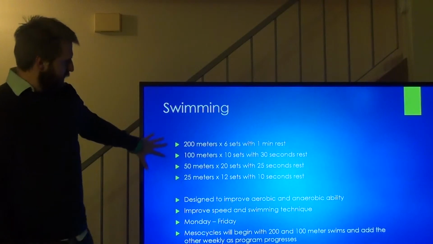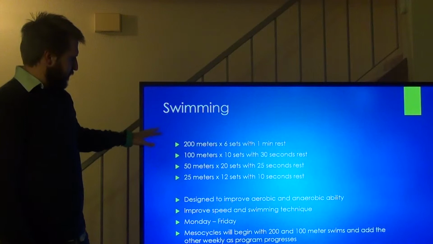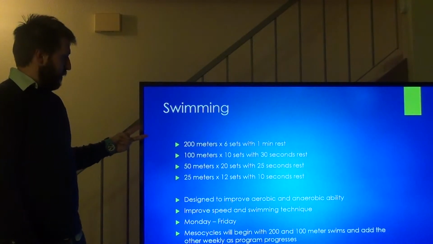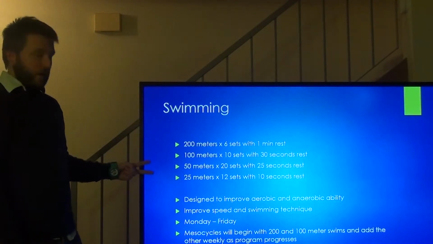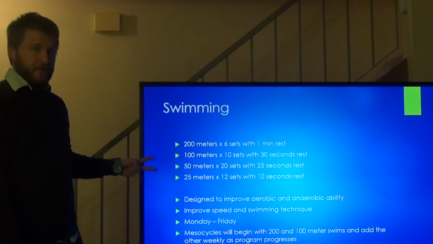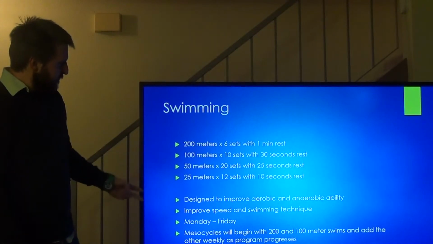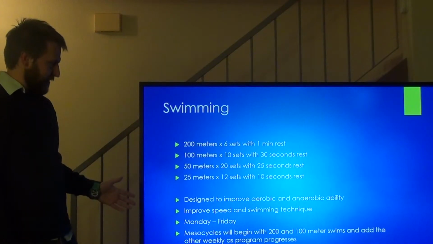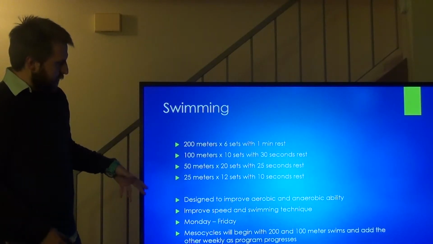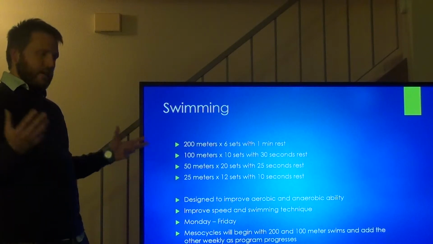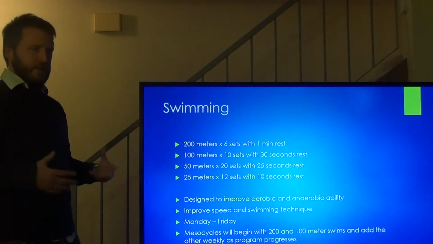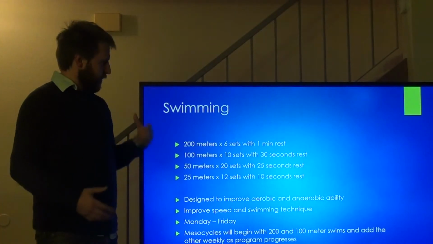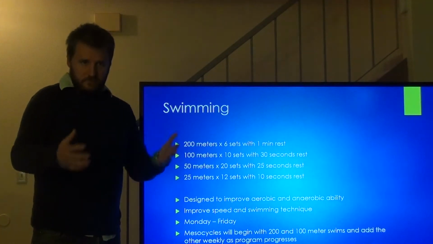The swimming portion, you have your 4 major swims: 200 meters, 100 meters, 50, and 25. The first 2 are to improve their aerobic capability. The second 2 will focus more on their anaerobic capability, as they're shorter swims at higher intensities. It should improve their speed and their swimming technique. It will be done Monday through Friday. The mesocycles will typically begin with microcycles of just the 200 and 100 meter swim, and each week we'll add another one and another one until they get into the preseason, when they will perform all 4 swims almost every day.